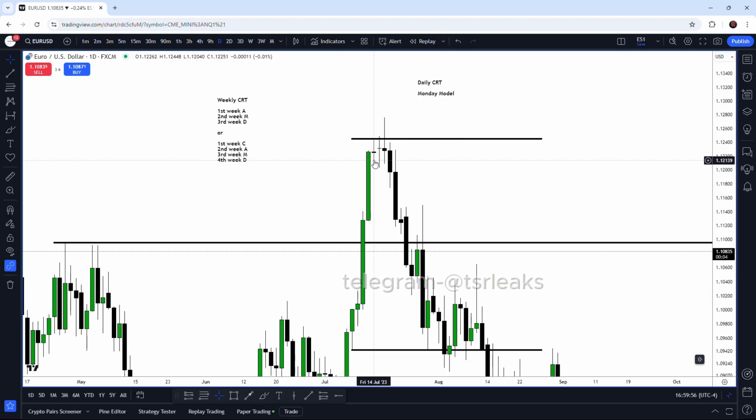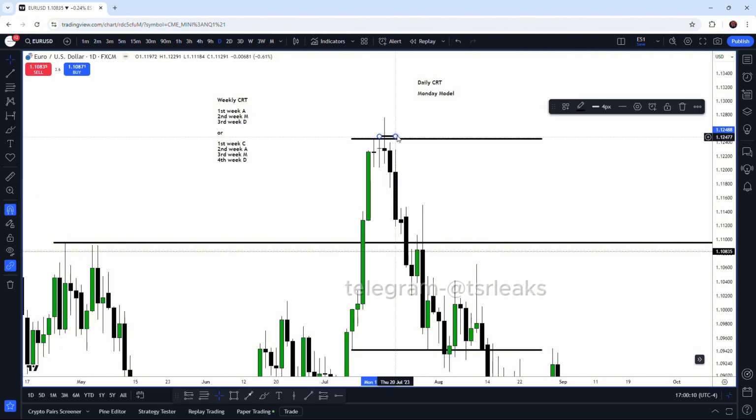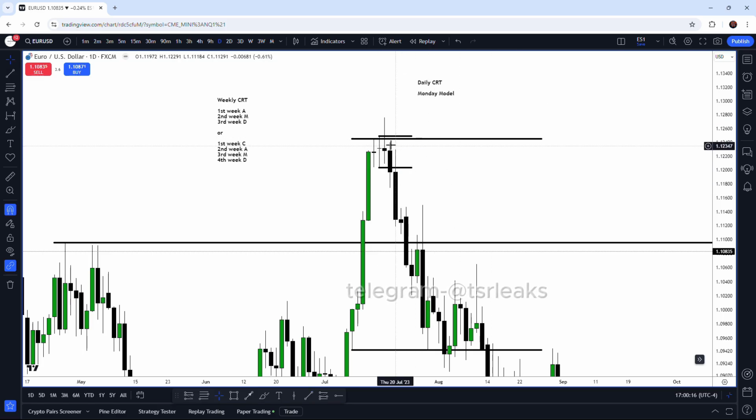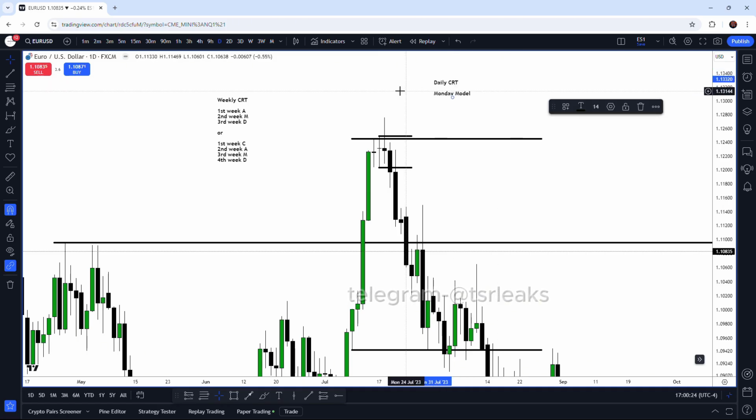Why not use this candle? Why use this candle as the range high and low? Very, very simple. This is Monday's range high and low. Okay? This is Thursday. This is Friday. A high probability daily CRT will form on Monday. Tuesday will soup the range high, and Wednesday will distribute towards the range low, or Thursday or Friday.